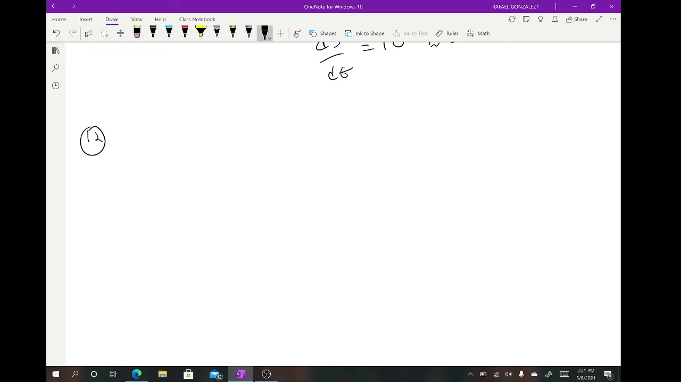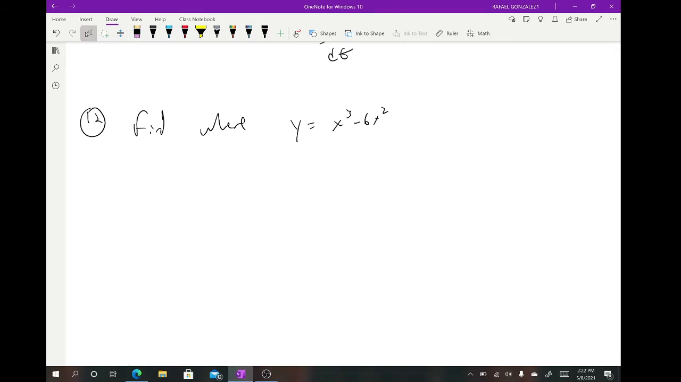Question number 12. For question number 12, we have to find where the graph of y equals x cubed minus 6x squared is concave up and concave down, and find all of the inflection points. This is not that terrible of a problem. Remember that the inflection points are given by when the second derivative is equal to 0.